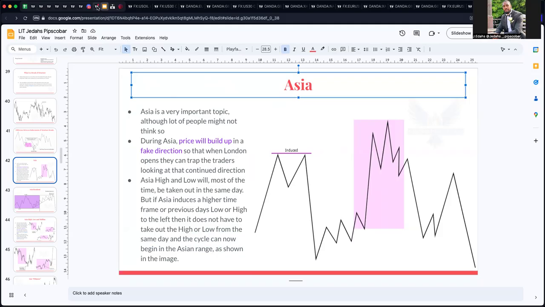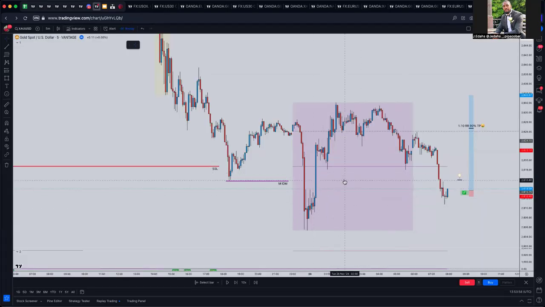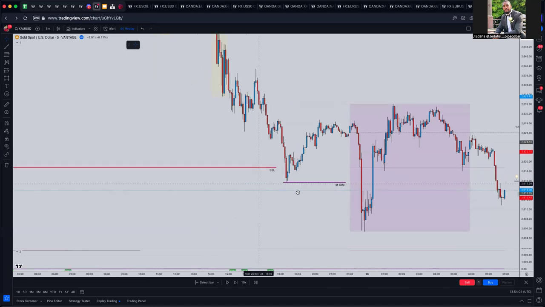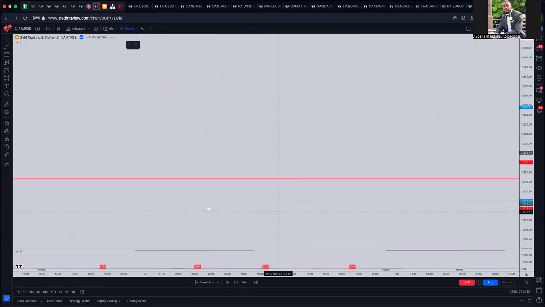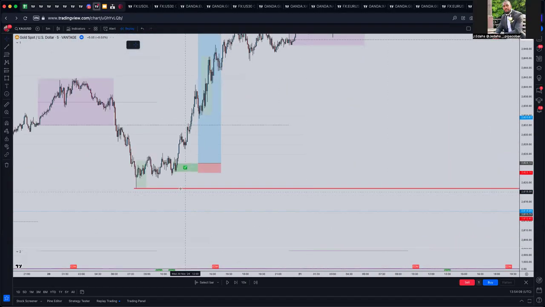So as you can see with gold, we've got exactly this, where we induced the previous day's low, and also we had sell side liquidity, I believe, right here. I checked this literally the previous day. So yeah, we had sell side liquidity. So this was the low the previous day, okay.